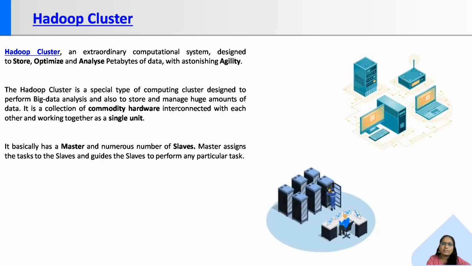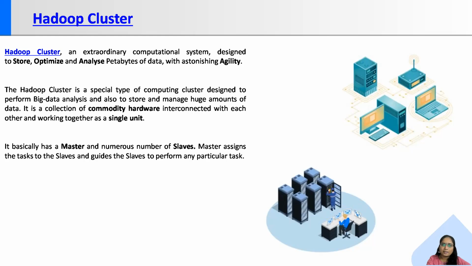It is a collection of commodity hardware interconnected with each other and working together as a single unit. So what is commodity hardware? Suppose I'm connecting my laptop systems to the Hadoop cluster. My system may have less RAM capacity, that is 32 GB RAM or 64 GB RAM. That's whatever our users are using. Our systems are connected together and working, so we can say it is a Hadoop cluster.